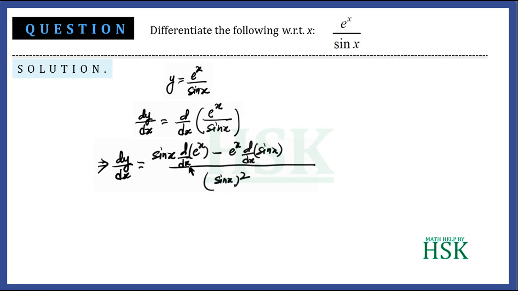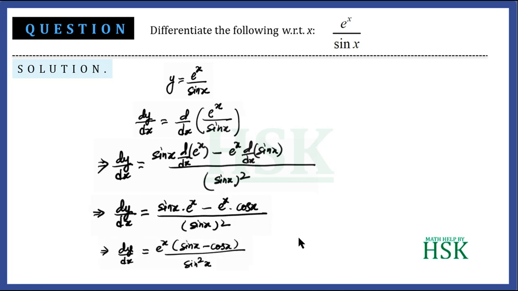Okay, so d by dx of e to the power of x is e to the power of x, d by dx of sine x is equal to cos x. So this would be equal to sine x into e to the power of x minus e to the power of x into cos x upon sine x whole square. So this can be written as e to the power of x into sine x minus cos x upon sine square x.